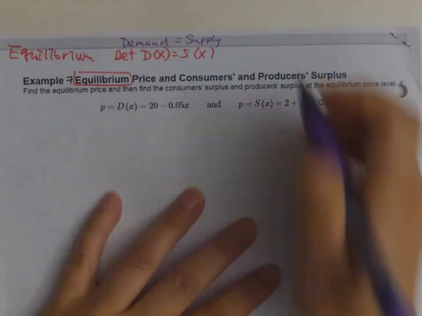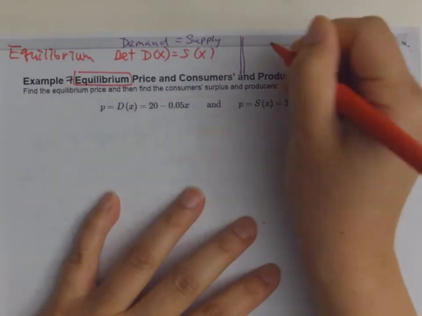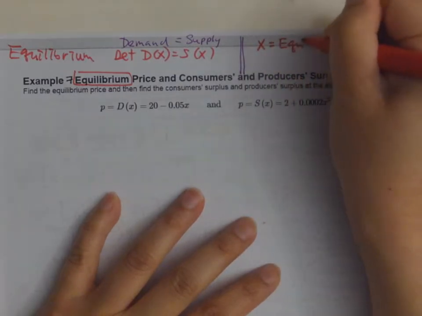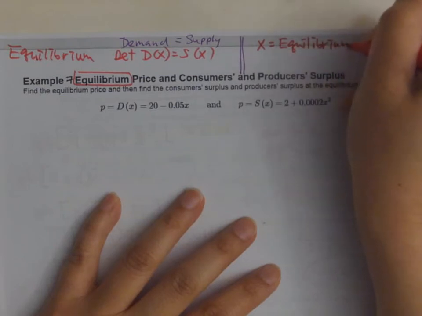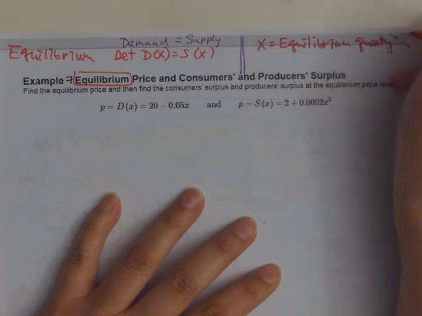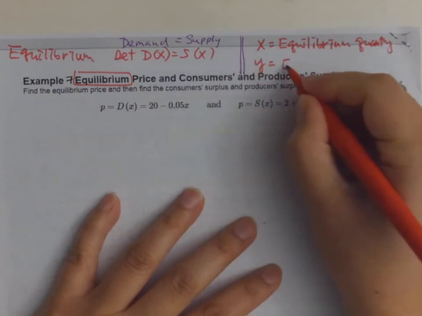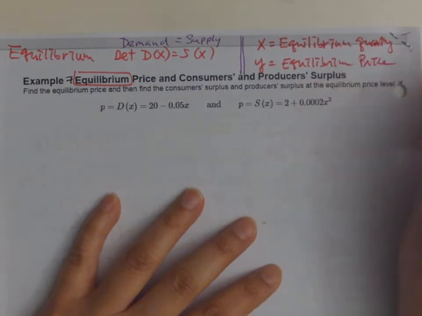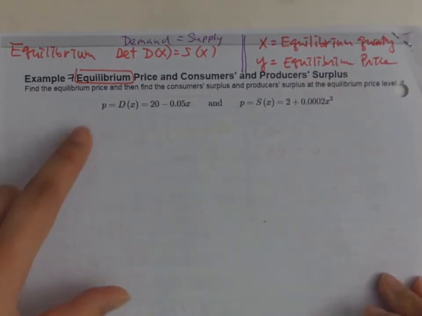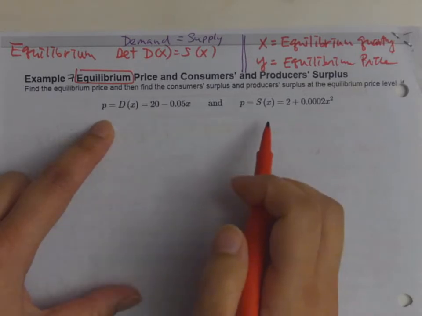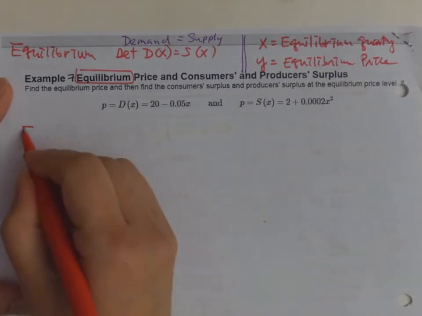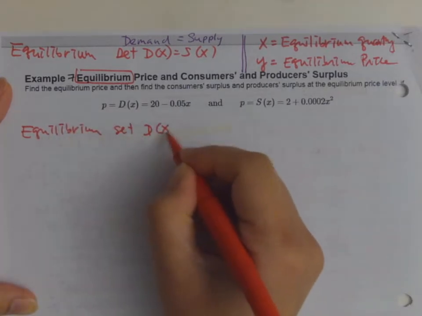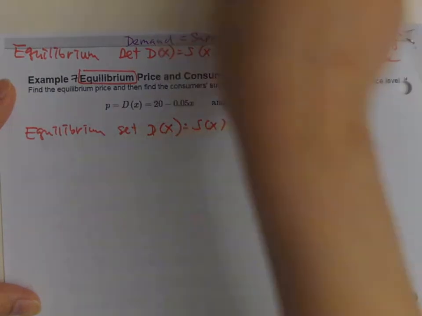Okay, all right, so after you do that, and if you solve for x, that would be the equilibrium quantity, how many units, and then the y part would be the equilibrium price. So keep that in mind when we do that. So they give you the price functions for demand and supply. So to find the equilibrium, we set the demand function equal to the supply function. So let's do that and solve for x.